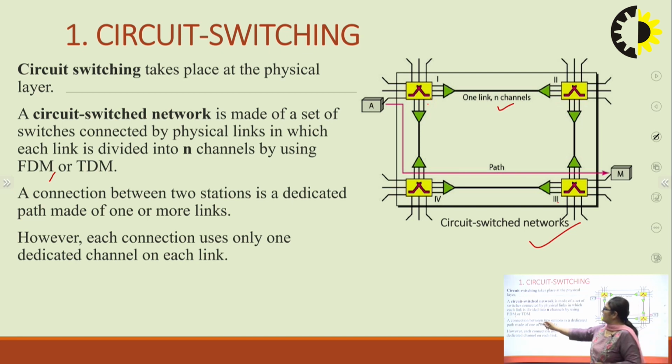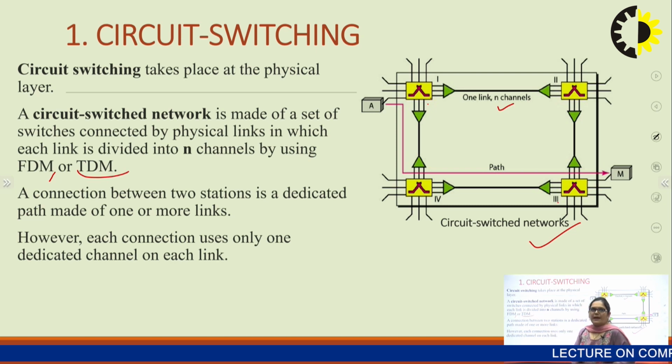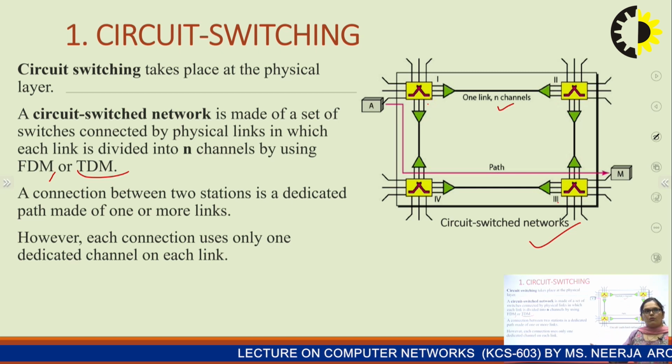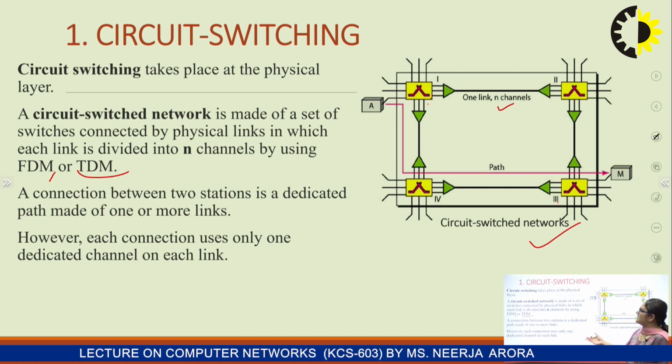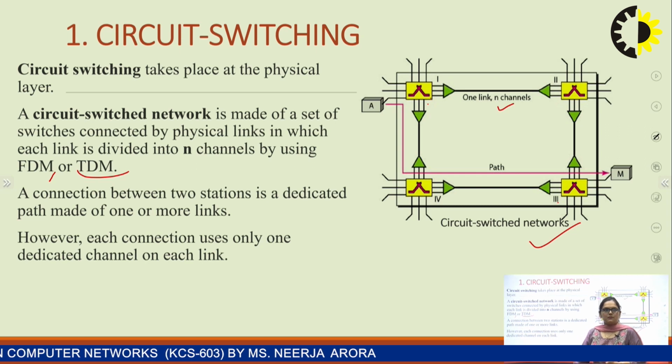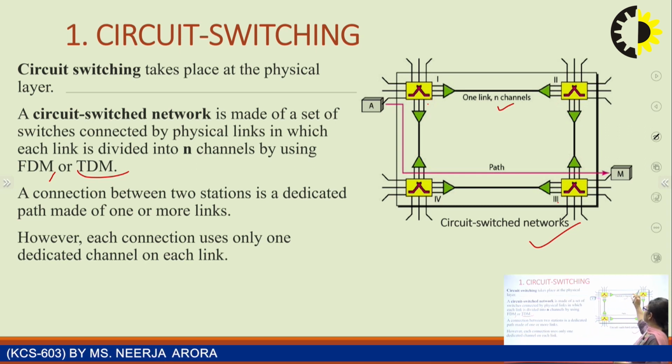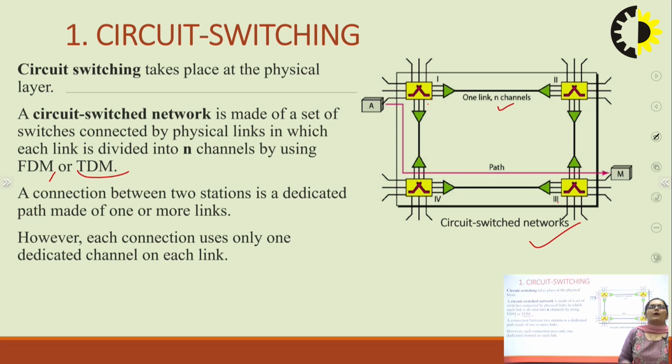And if we have used time division multiplexing, then the link is divided into n number of channels on the basis of time slots. It means the link is shared by multiple devices on the basis of their allocated time slots. So a connection between the two stations is a dedicated path made up of one or more links, and each connection uses only one dedicated channel on each link.